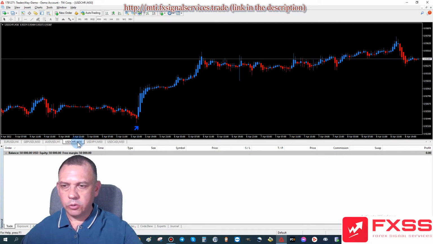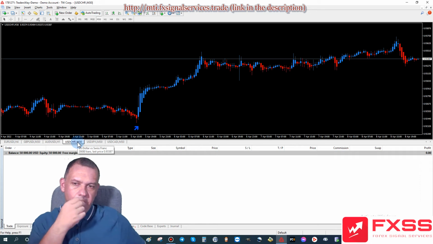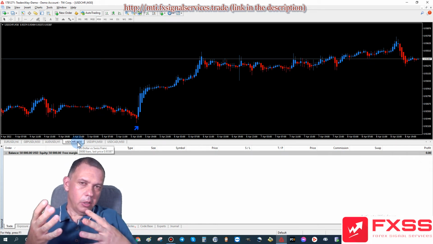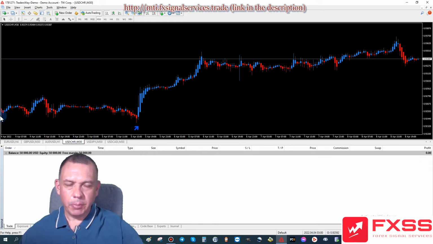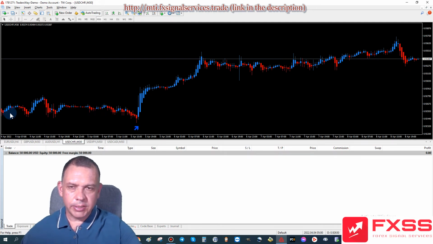Moving on to US dollar versus the Swiss franc. If those other ones have dropped, that means the US dollar has gone back up, which we can clearly see here.